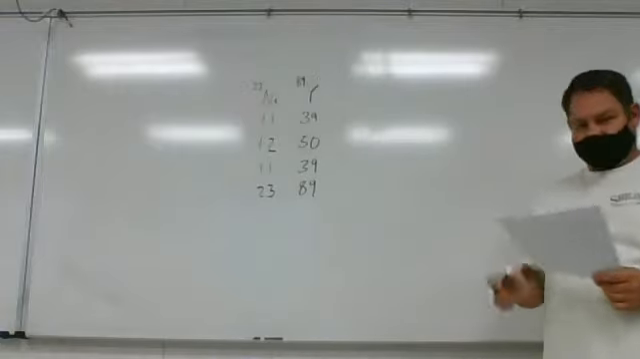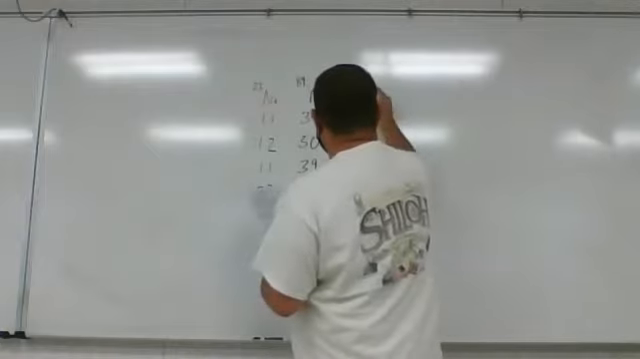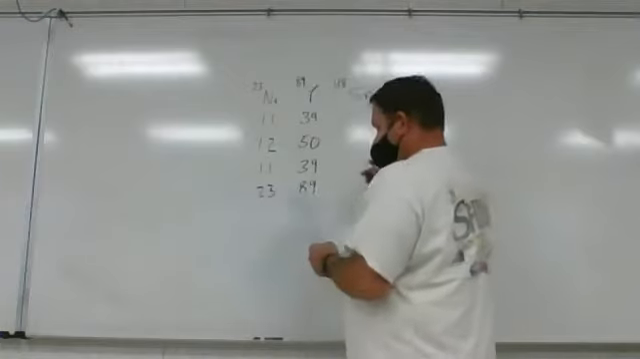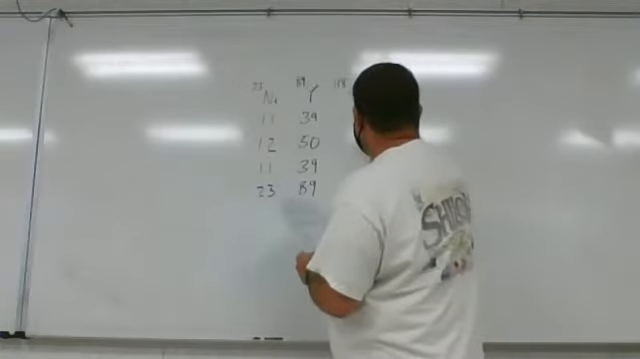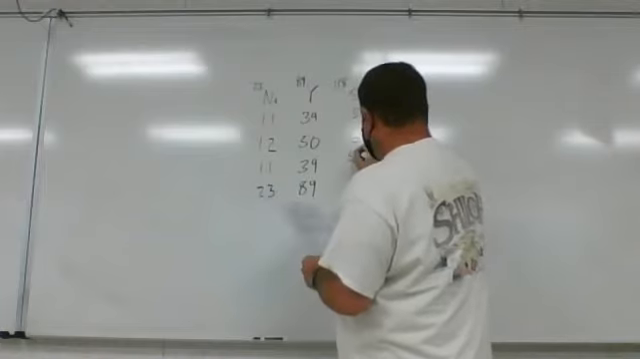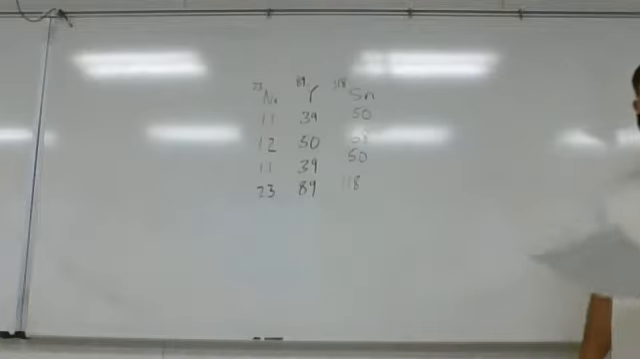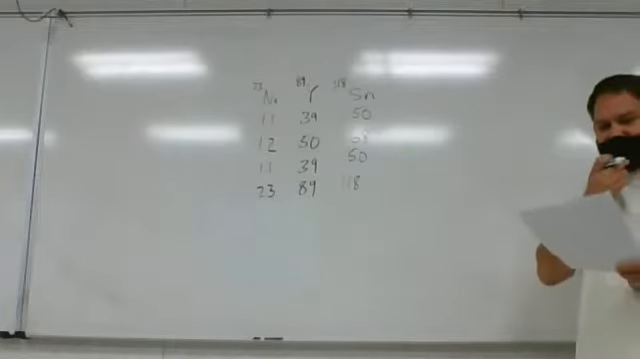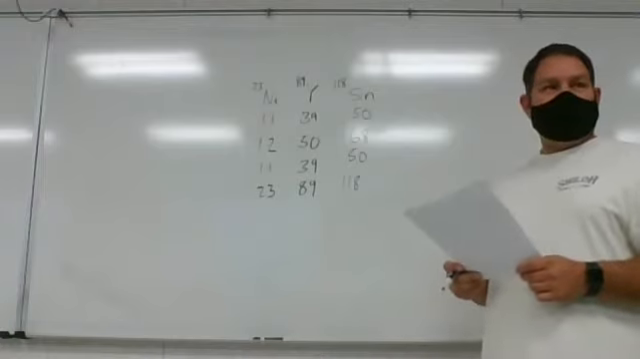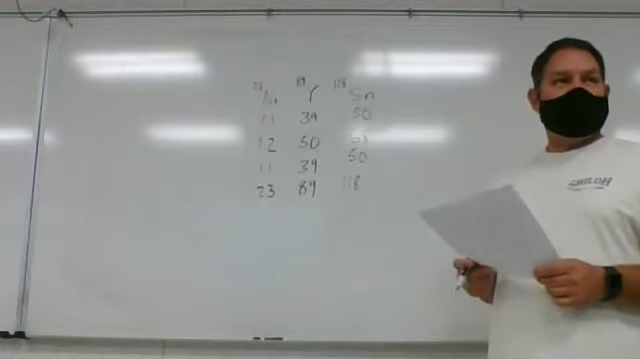Okay. And then the next column, 10, 1, 18. That should be 50, 68, 50, and 118. Okay, so those would be the answers to that first table. Anything you want to go over? Isn't there gold? There's another column. I know. Anything you want to go over?